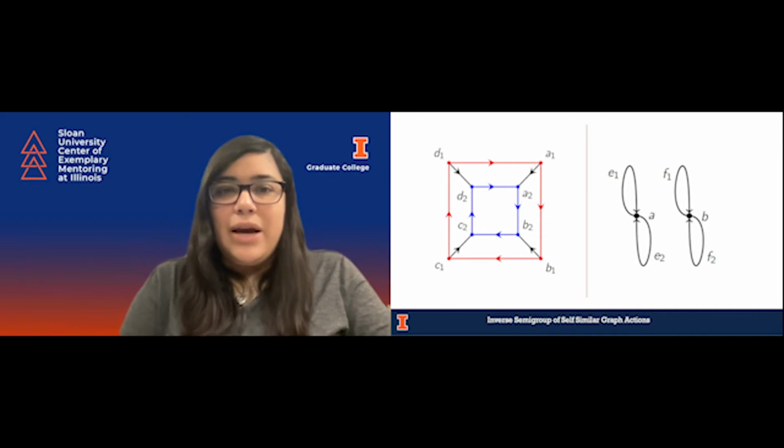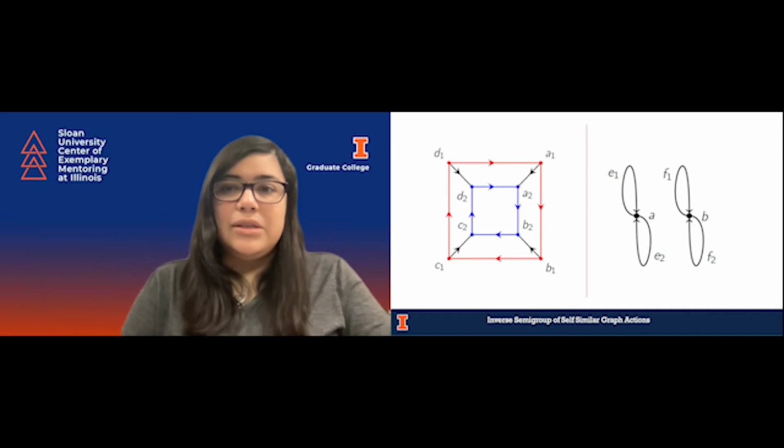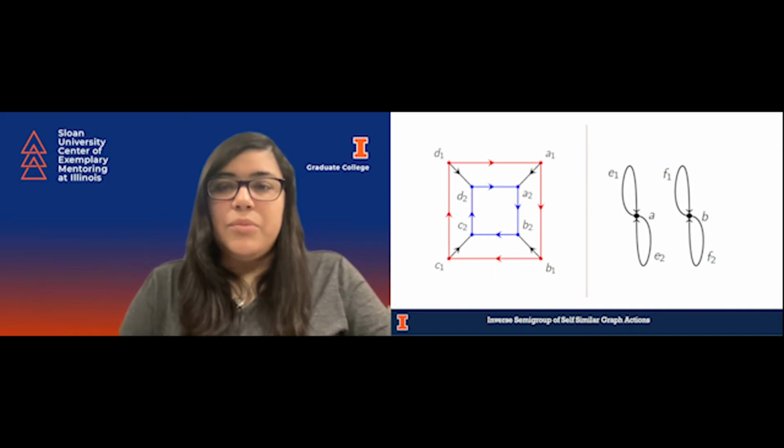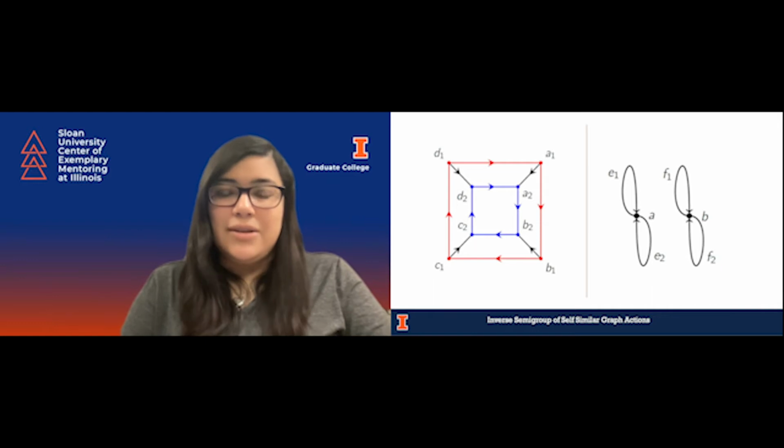However, everything on the red is strongly connected to each other. So we call this a strongly connected component. Similarly, everything on the blue is a strongly connected component.